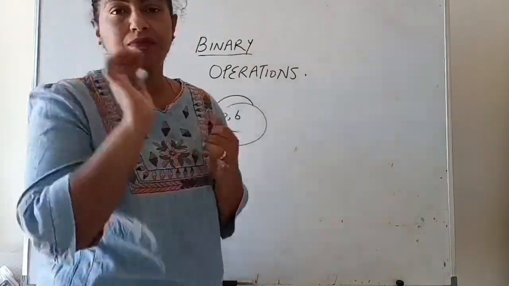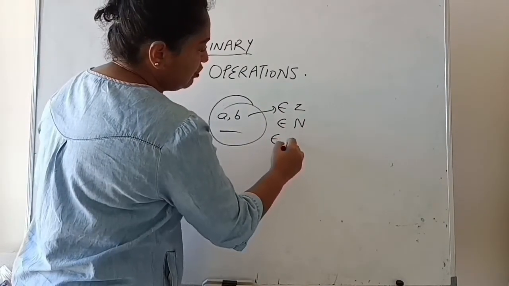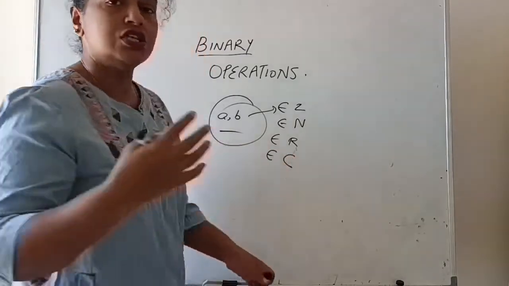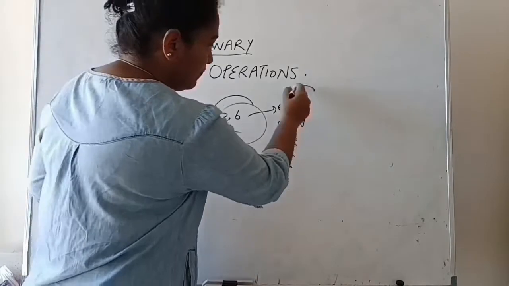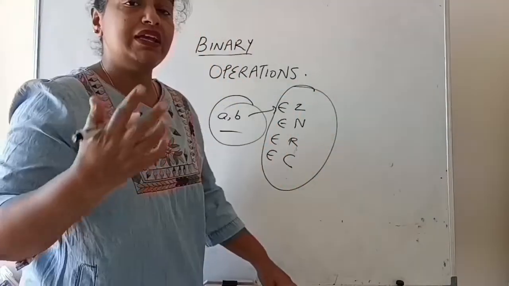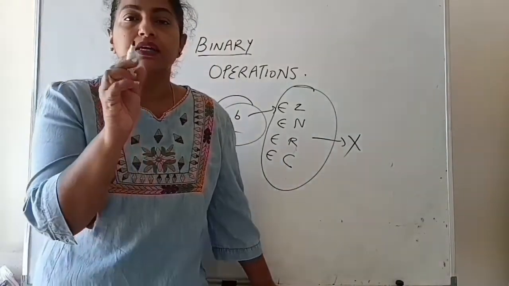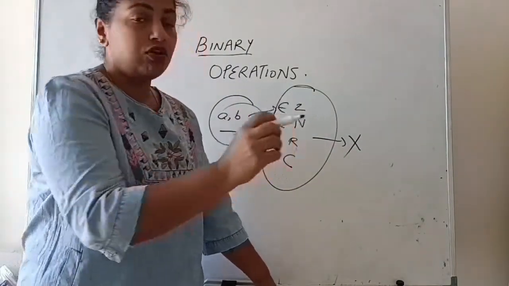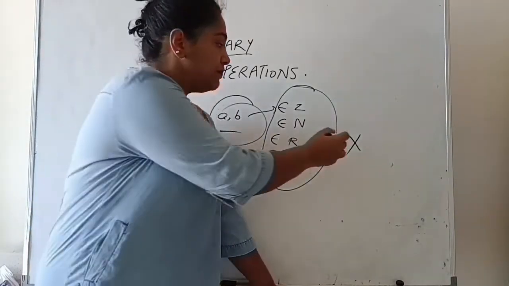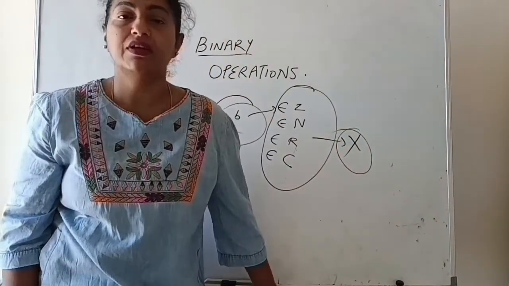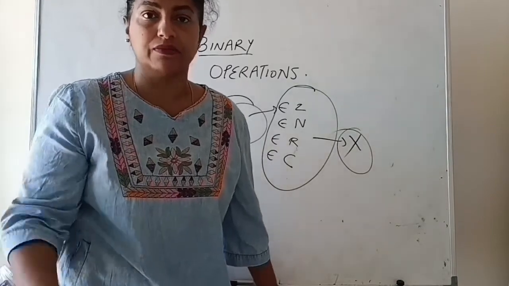Now this a, b can belong to the set of integers, the set of natural numbers, the set of real numbers or the set of complex numbers, and so on. Let me represent any of these sets by a general term X. So the two elements a and b on which I am applying the binary operation belong to a general set X. That is the beginning of our definition of binary operation.